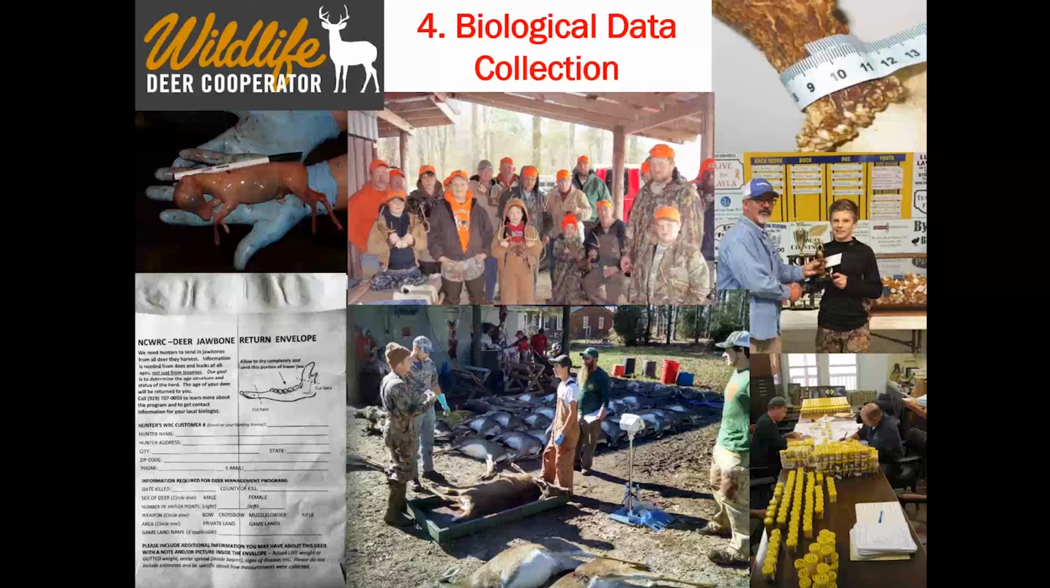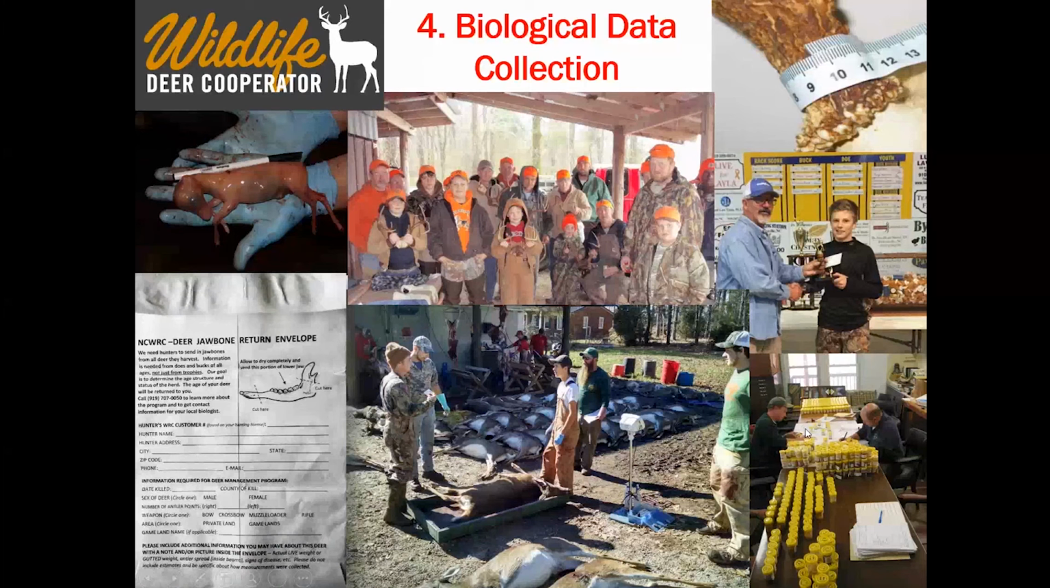This data set probably represents the most work from across most of the agency, I would say. Technicians, biologists, our IT folks, surveys and research folks are all involved in getting these data, as well as deer hunters. We rely on information and samples from deer hunters to make this work. So our biological data collection, this is where we get our hands on animals, we take measurements, and we take samples.